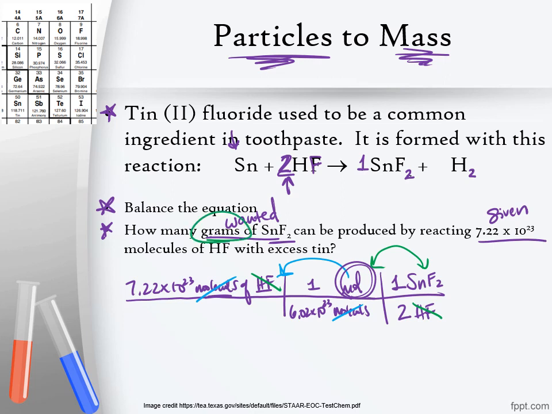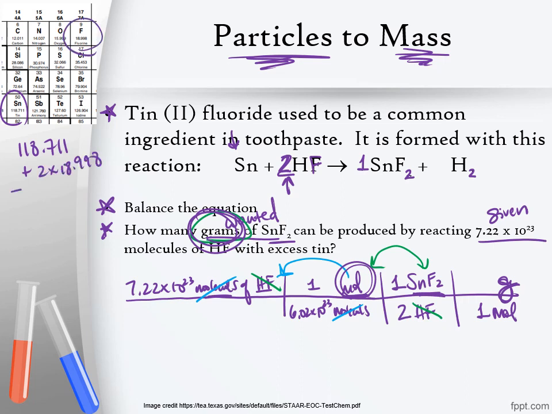So we're going to extend our railroad tracks just a little bit more. I want to get rid of moles because I have moles on the top, put moles on the bottom, turn my moles into grams. Now what do I need to do? I need to go to my periodic table and find the mass of tin 2 fluoride because I need to know how many grams are in 1 mole of tin 2 fluoride. So tin is here, 118.711. We're going to add 2 times fluorine, 18.998. That gives us a grand total of, calculator says, 118.711 plus 2 times 18.998.